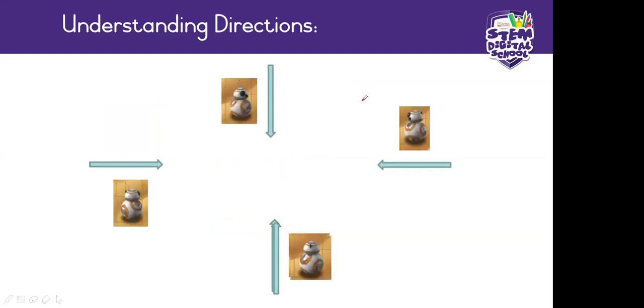Now quickly, let's look at the right hand. Again, we'll start this side. BB8 is facing this way. So if we say turn right, it means he's going down. Remember, if we say turn left, he's going up. If we say turn right, he's going down. The next one, if we look at BB8 here, he's looking this way. So if we say turn right, he is going to move up.